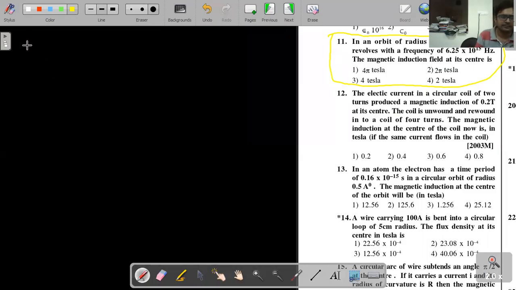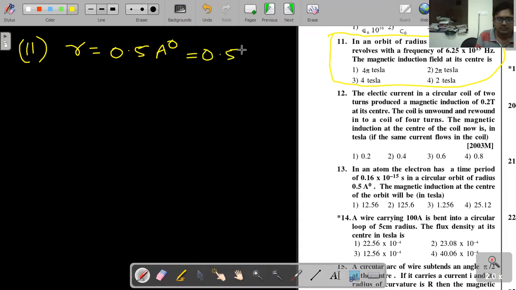Question number 11. In an orbit of radius 0.5 angstroms, an electron revolves with a frequency of 6.25 into 10 power 15 hertz. The magnetic induction field at its center is.